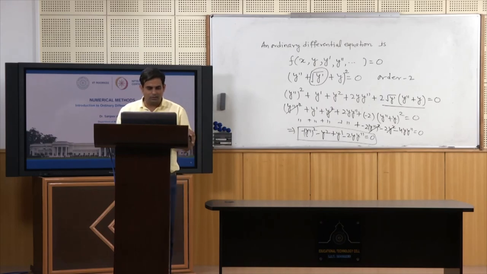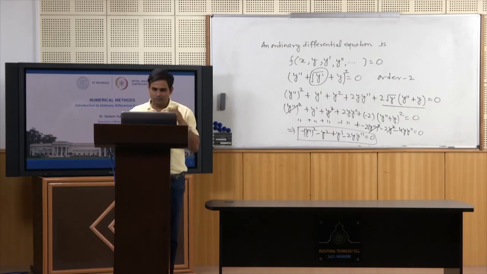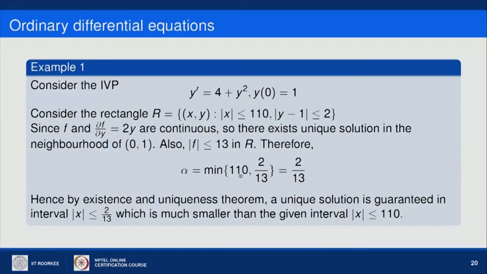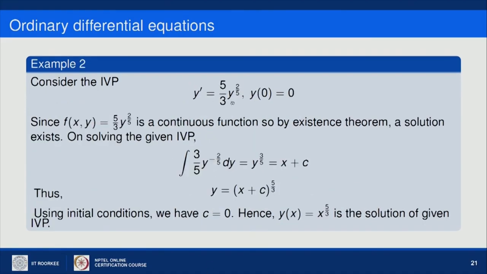And why am I saying 2 upon 13? Because here, according to the first existence theorem, the minimum of 1/10 and 2/13, that is beta upon k, is 2 upon 13. And the solution will be unique because del f over del y is also continuous in this rectangular domain. Similarly, we can say this.